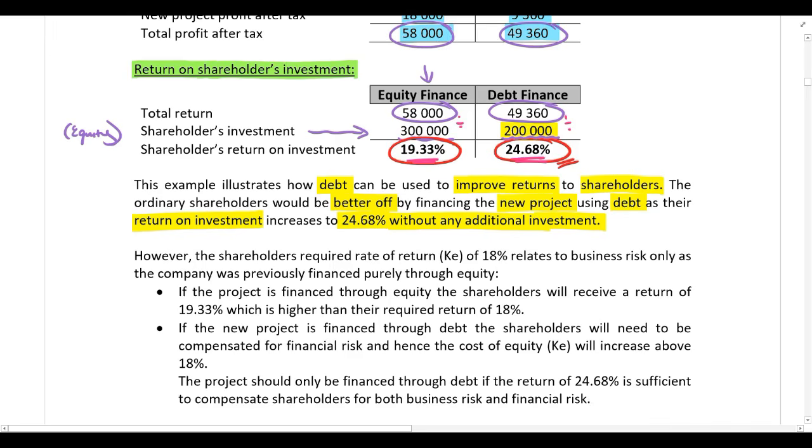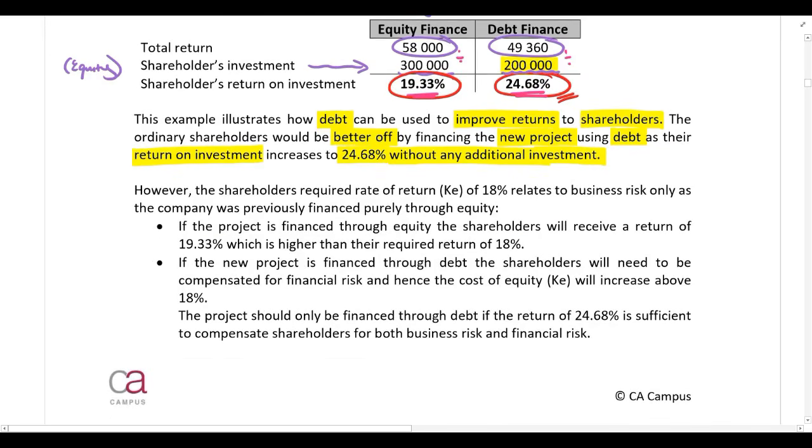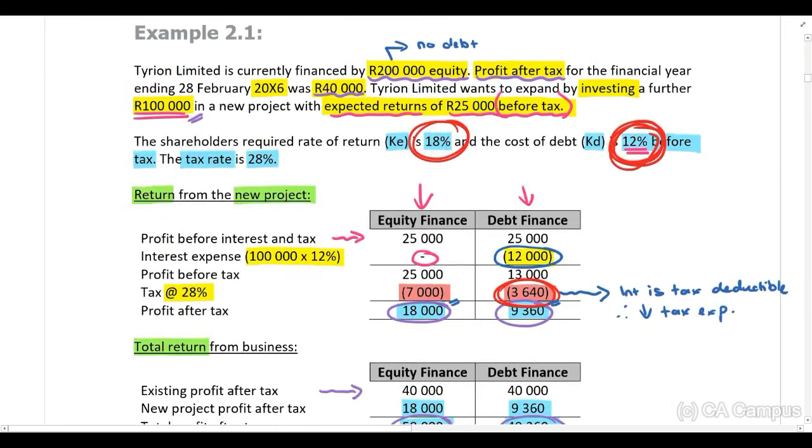So if we continue, however, the shareholders' required rate of return of 18% relates to business risk only, as the company was previously financed purely through equity. If you go back, guys, at the start of this question, we were told that they are currently financed by 200,000 Rand equity. So before the new investment, they don't have any debt in their capital structure.